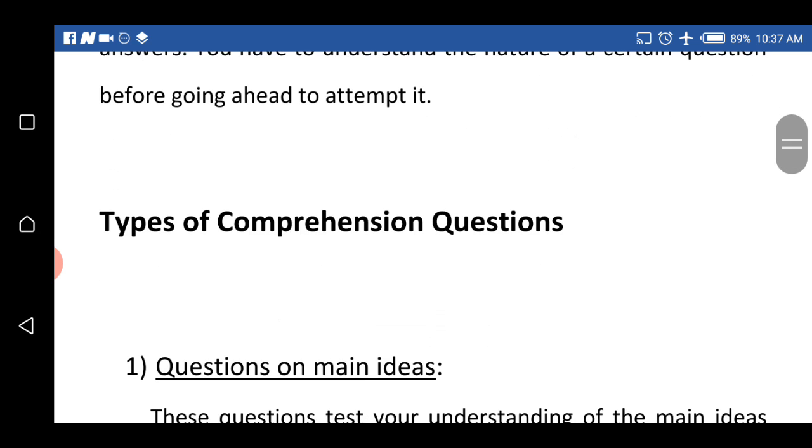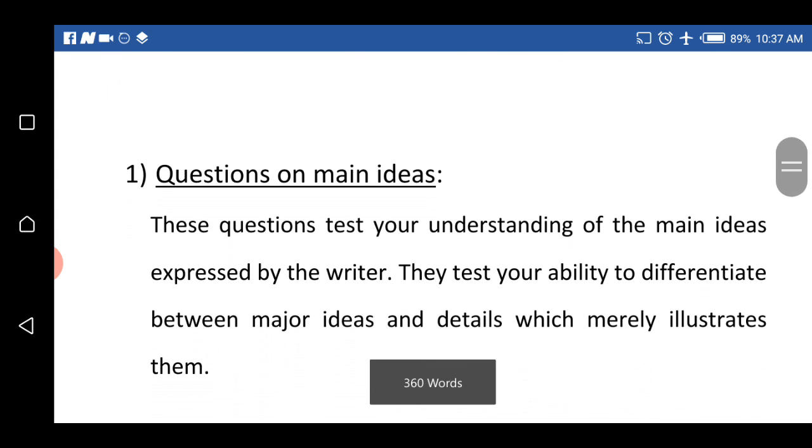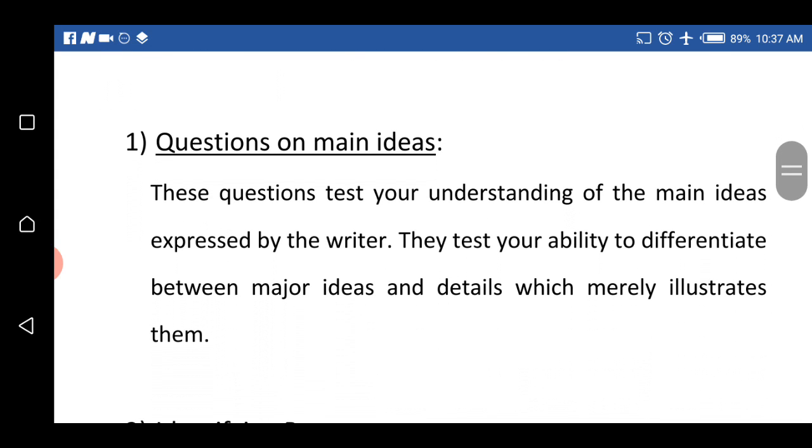Here are types of questions usually found on comprehension passage. Questions on main ideas. Number 1. These questions test your understanding of the main ideas expressed by the writer. They test your ability to differentiate between major ideas and details which merely illustrate them.